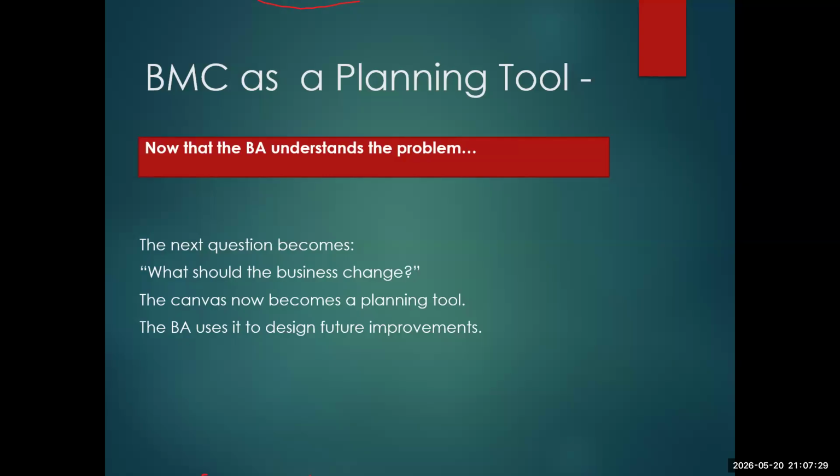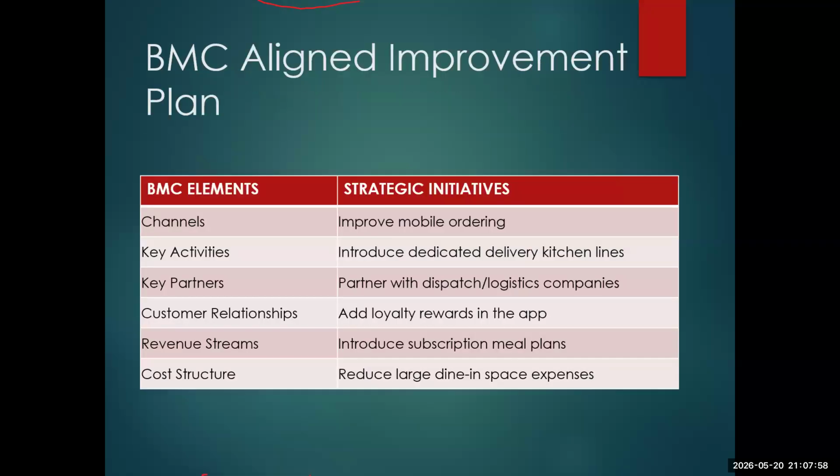Now the BA understands the problem. The next question becomes, what should the business change? Where should the changes come from? What aspects should it change? The canvas now becomes a planning tool, and the BA can use it to design future improvements. These are places where you can now start saying, okay, I have all my diagnoses, I can see their vitals. Let's now plan. Where are we going to start work from? Based on all that you have drawn from your diagnosis, you can now pull up a proper improvement plan.